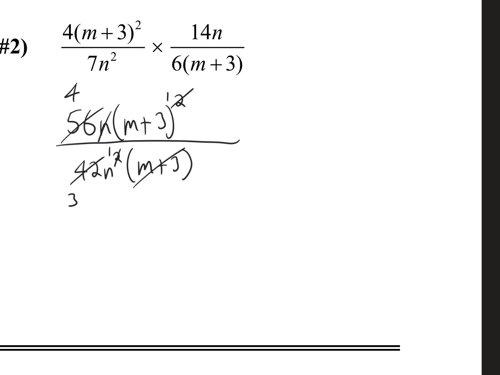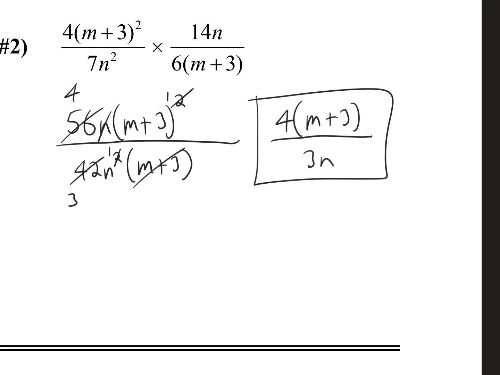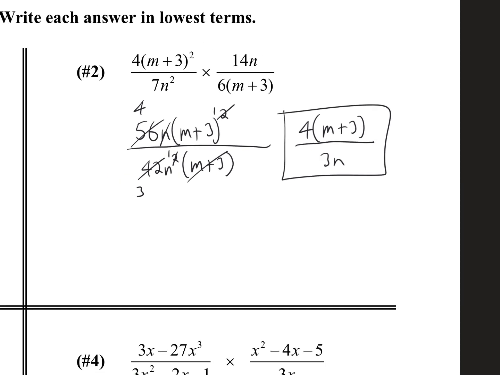So what's our final answer going to be? On top, we have 4 times the quantity m plus 3, all over 3n on the bottom. That's our answer. All right, okay, it's a little bit more complicated version of multiplying fractions.